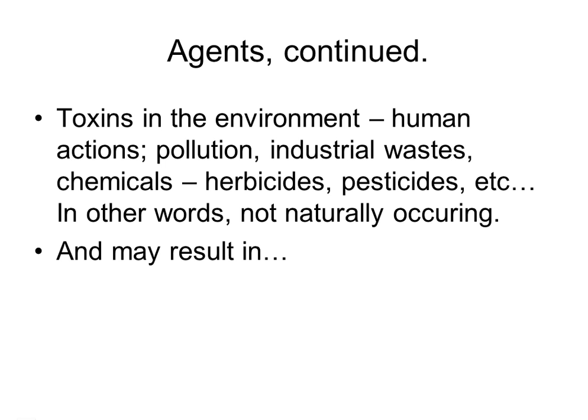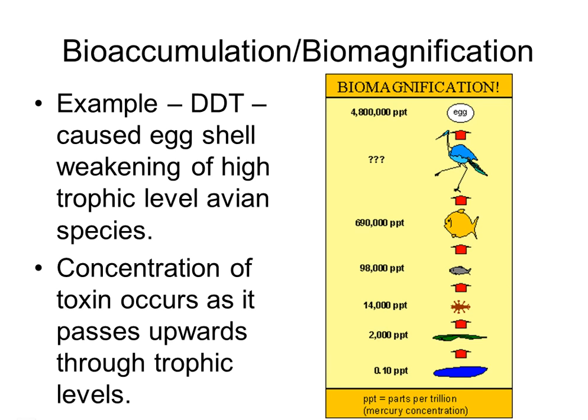There are also toxins in the environment. These can come from human actions such as pollution, industrial wastes, herbicides, pesticides, in other words, not naturally occurring, and may result in bioaccumulation or biomagnification.